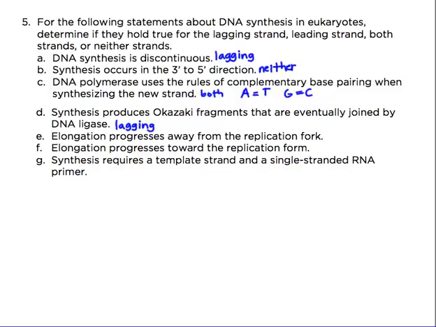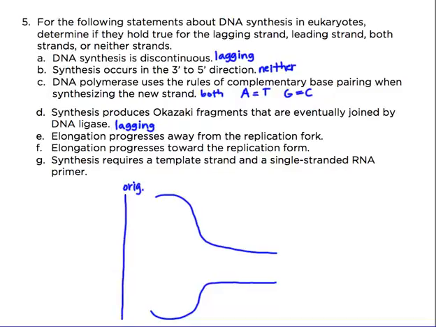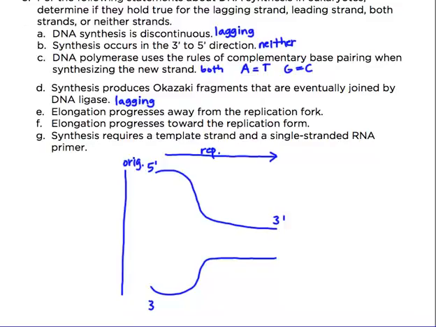For E and F, it's asking which of the two has elongation progressing away from the replication fork or toward the replication fork. So what I want to do is draw a replication fork. We'll do just single directional replication, so let's do one fork. Okay, so this would be the origin here and a line down. And we're going to say that replication is happening in this direction to the right. Okay, so let's say that this top strand is 5' to 3', which means that the bottom strand is 3' to 5'.